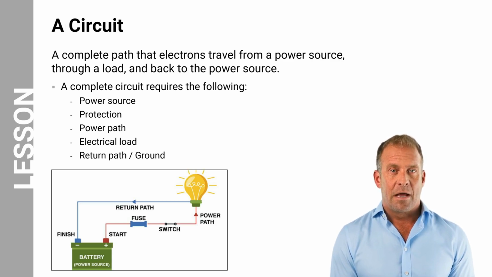Let us explore the topic of electrical circuits. An electrical circuit is a complete path that electrons travel from a power source through a load and back to the power source, as illustrated in the image.